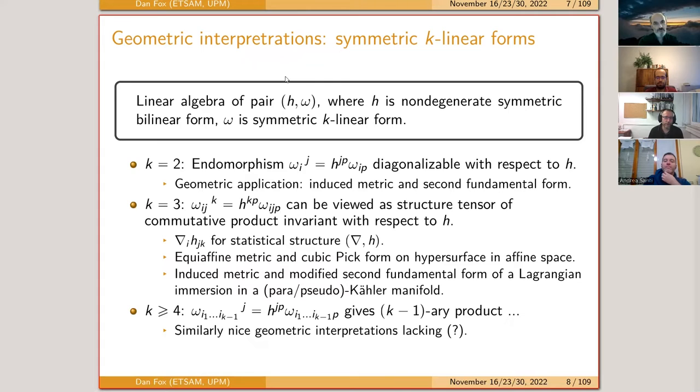In the case k equals three, the geometric interpretations are those which I already mentioned. And I don't know good geometric or algebraic interpretations when k is greater than four. That's why I put a question mark here, because there may be some, and I would be very interested if someone knew some. That's why I'm mentioning this on this slide. If anyone knows a good geometric context where quartic forms appear naturally with a metric, it would be very interesting to hear about it.